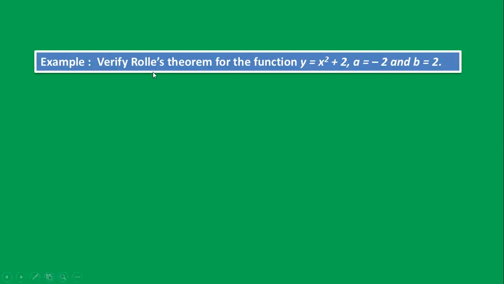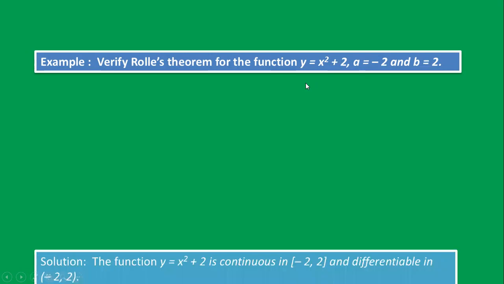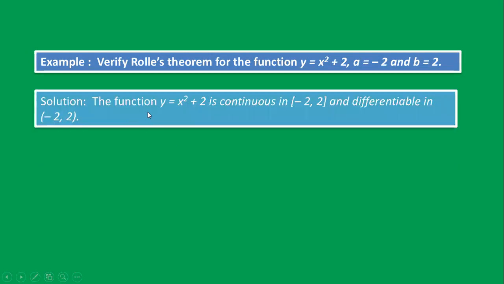Suppose we take the example for Rolle's theorem. Verify Rolle's theorem for the function y is equal to x square plus 2, where a is equal to minus 2 and b is equal to 2. This is the function given, and you see how we are going to verify it. First we have to check that this function is continuous in this interval and differentiable in this. I hope you all know how to verify that this is continuous and differentiable.